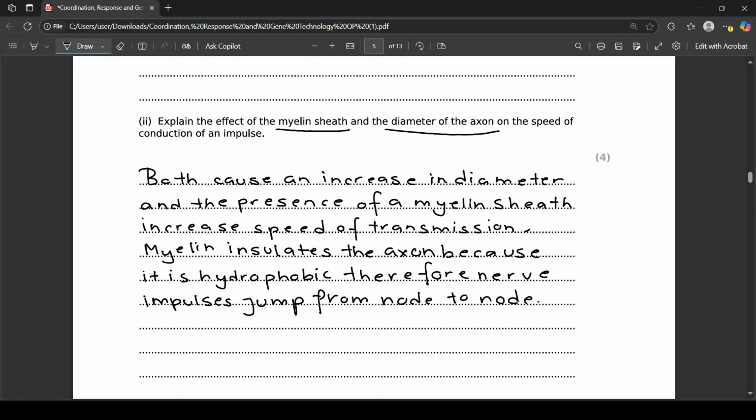Okay, if you have a problem in this particular question or in this particular topic, then I suggest you watch my playlist on topic 8A because this one is from topic 8. Okay, now we talk about the effect of diameter of the axon on the speed.